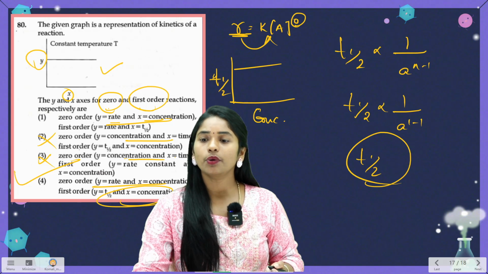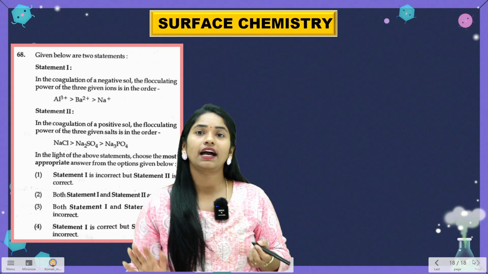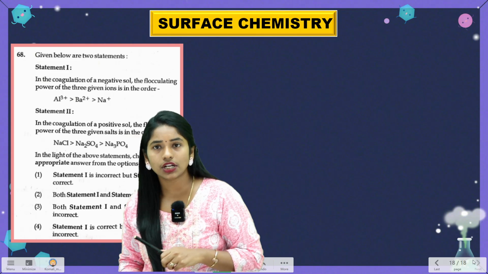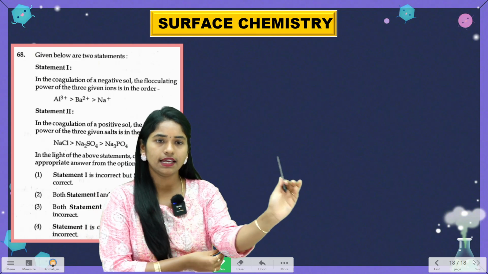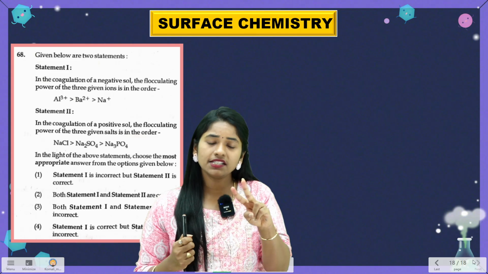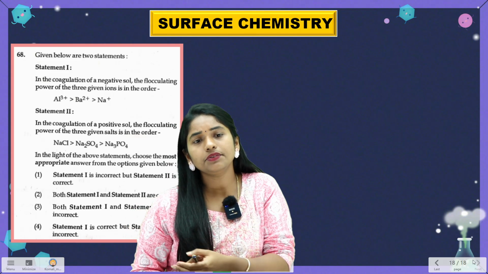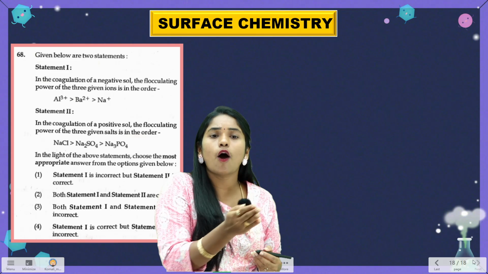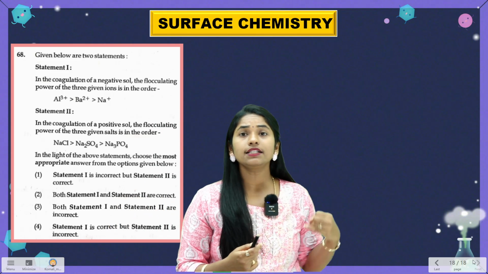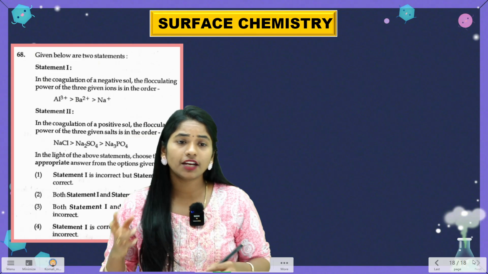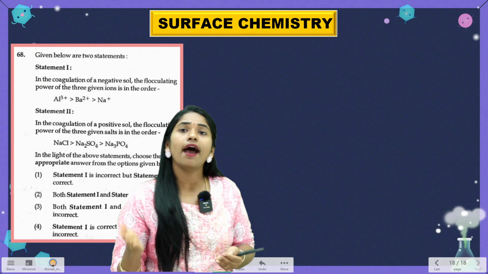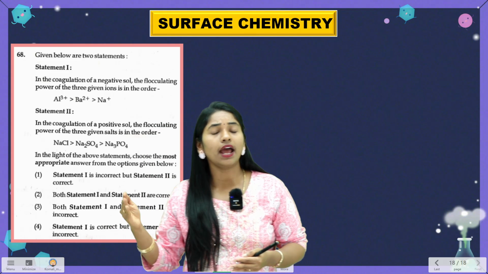These are the two questions which came from the chemical kinetics chapter. From surface chemistry, only one question came, that is regarding the Hardy-Schulze rule. What the Hardy-Schulze rule says is, see here, they gave the question regarding two statements. In the coagulation of a negative sol, the flocculating power of the three given ions is in the order. Actually, 3 ions they have given: Al3 plus, Ba2 plus and Na plus. Again in statement 2, if you want to do coagulation for a positive sol, then they have given the 3: NaCl, Na2SO4 and Na3PO4.